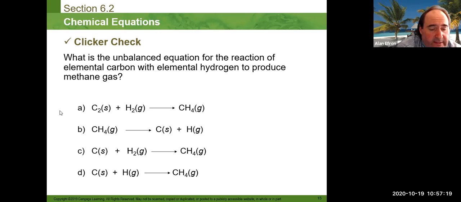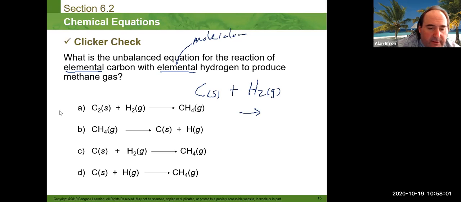Same idea here. If we look at this one, we want to write the unbalanced equation for the reaction of elemental carbon and elemental hydrogen to produce methane gas. So we're looking at elemental carbon and hydrogen to produce methane gas. When we see words like elemental, sometimes people will use something like molecular as well. That's basically these elements in their natural form. So carbon in its natural form is just C, no charge, nothing like that. Elemental hydrogen is hydrogen gas, which is H2.